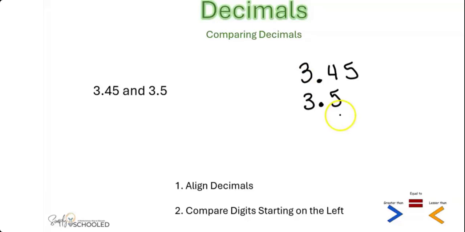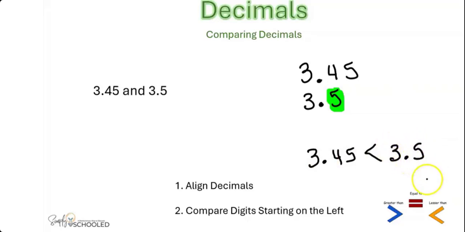So we go to the next place value. We have 4 tenths and we have 5 tenths. Well, it's easy to see that 5 tenths is greater than 4 tenths. So 5 tenths would be greater. So we can stop right there, and then we would know that 3 and 45 hundredths is less than 3 and 5 tenths, because we know that 3 and 5 tenths is greater than 3 and 45 hundredths.